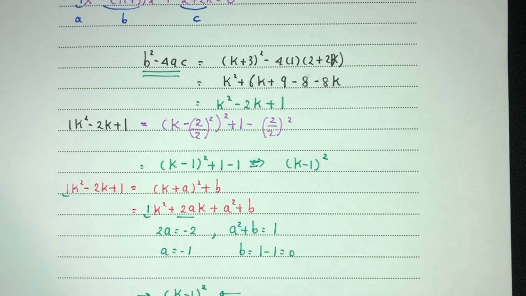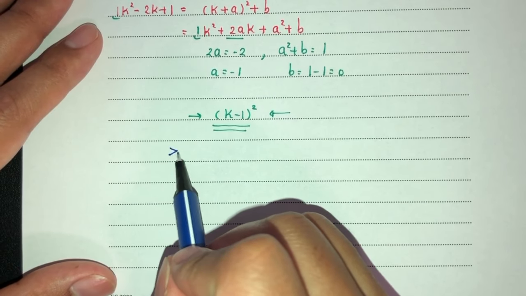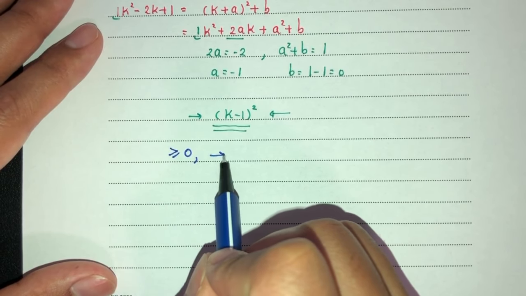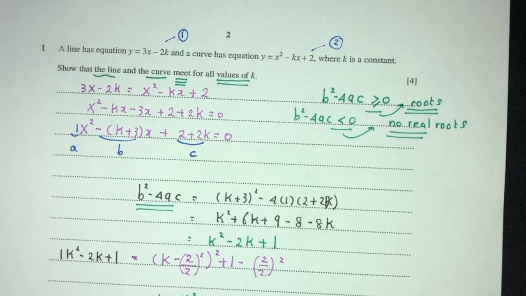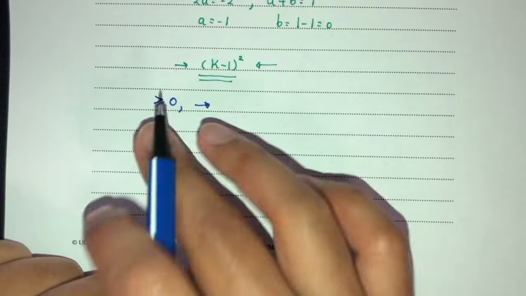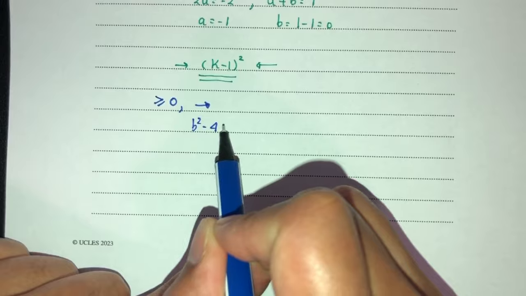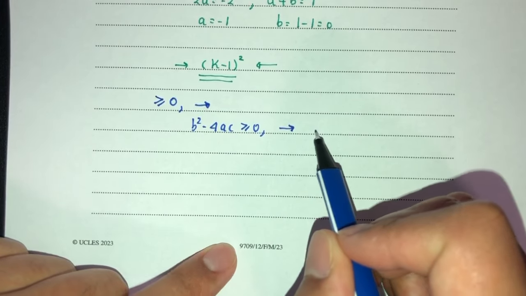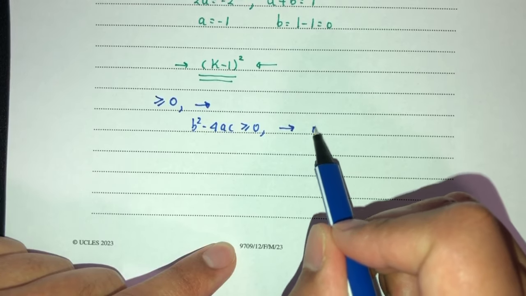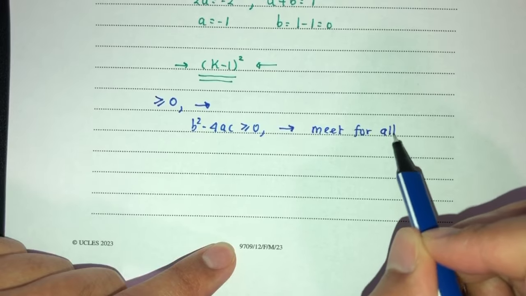Now obviously, the square of something can never be negative, so we confirm this is always going to be more than or equal to 0. Thus this confirms it will have roots. It means that it will have a solution. It means that they will meet for all values of k. So by showing that this b squared minus 4ac is more than or equal to 0, we have shown that they will meet for all values of k.